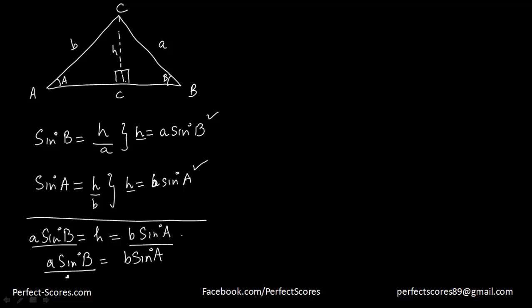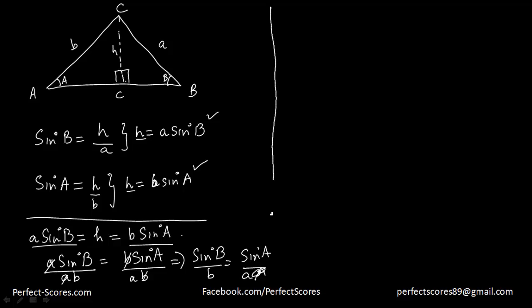Now if I divide by ab on both sides, what I'm going to have here is sine B over b is equal to sine A over a. Fine. So this is what we have. I'm sorry, this over here is a small a.